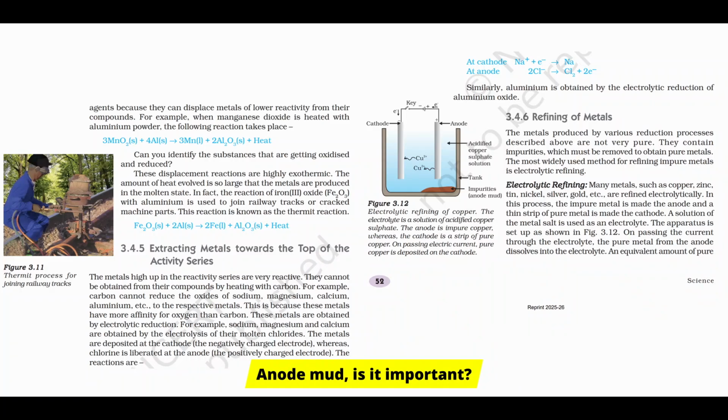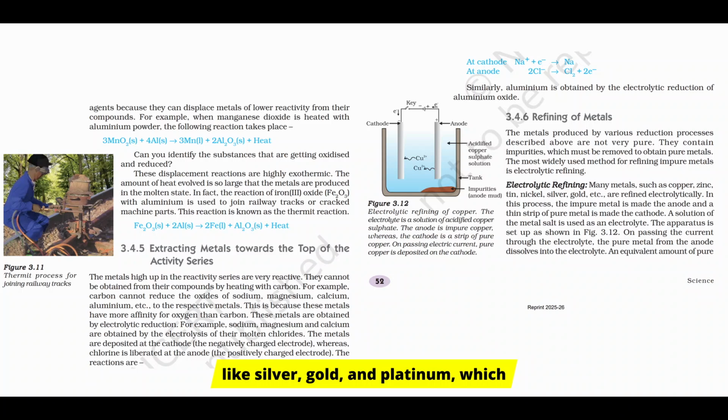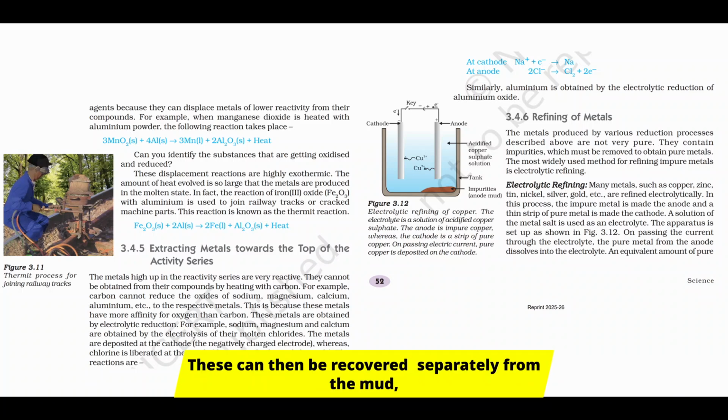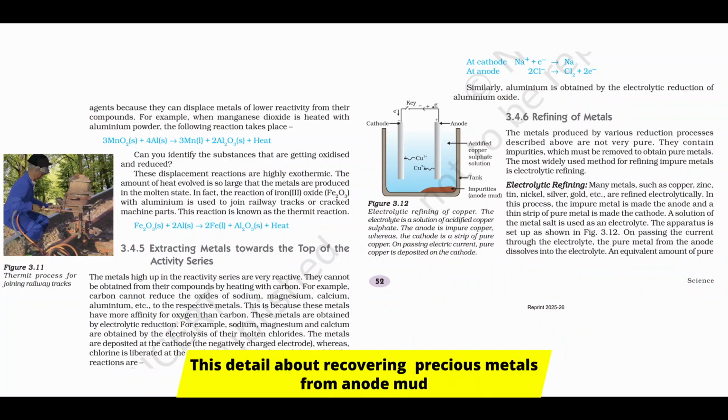Is anode mud important? Very much so, economically. This anode mud often contains valuable precious metals like silver, gold, and platinum, which were present as impurities in the copper ore. These can then be recovered separately from the mud, adding significant extra value and profitability to the copper refining process. This detail about recovering precious metals from anode mud is a favorite point for competitive exam questions, so make a note of it.